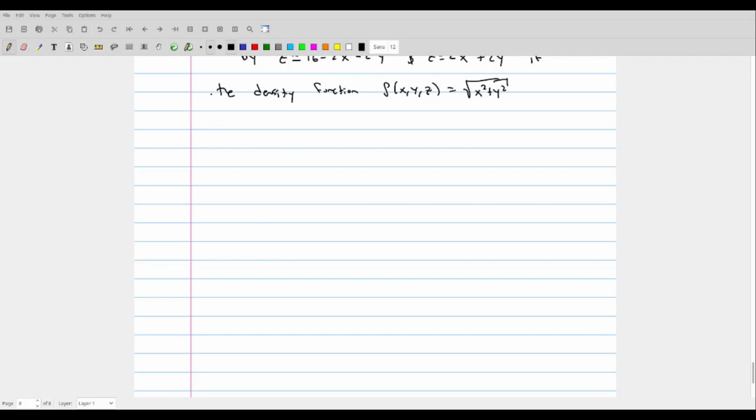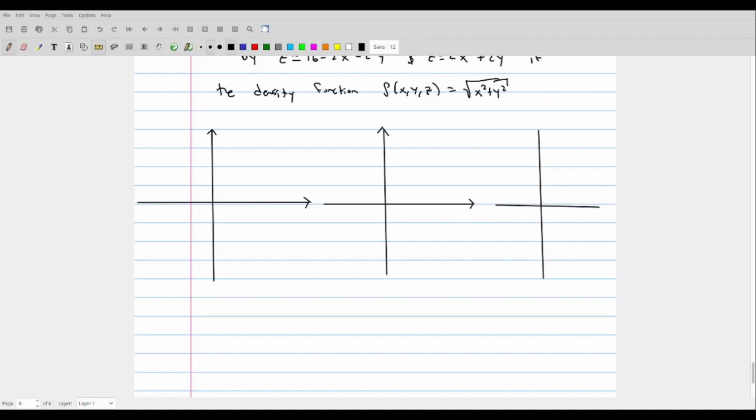So we'll consider the trace in the xy plane, the trace in the xz plane, and the trace of this object in the zy plane.